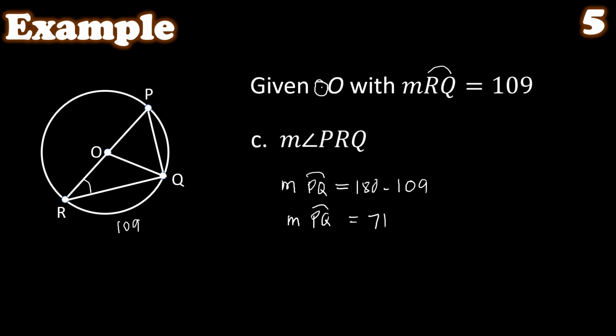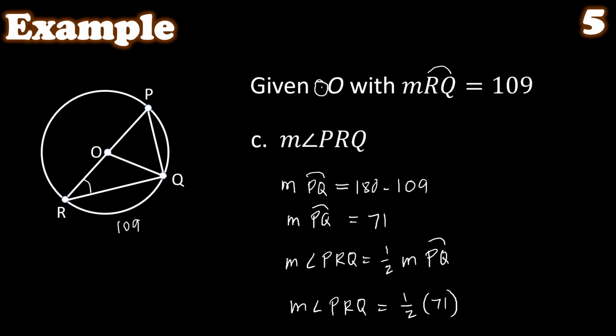And since arc PQ is the intercepted arc of inscribed angle PRQ, the measure of angle PRQ is equal to 1/2 the measure of arc PQ. Hence, the measure of angle PRQ is equal to 1/2 times 71, and that is 35.5.